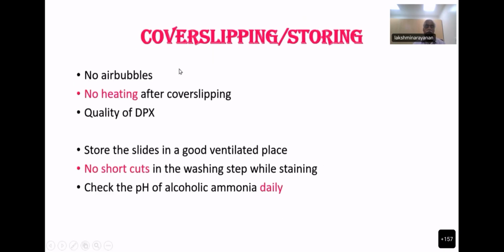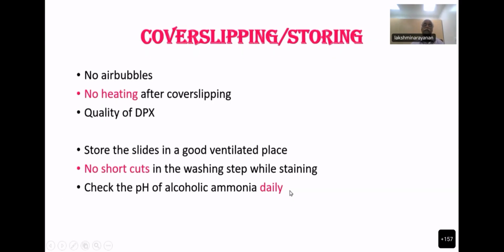Then cover slipping and storing: no air bubbles, and no heating in the oven after cover slipping. The quality of DPX also affects it sometimes, because if the xylene content is more, it means more evaporation and air bubbles can get introduced. Then store the slides in a well ventilated place. At least don't store them on the terrace. No shortcuts in the washing step while staining. In the staining step, if the washing is done for the minimum, that is also one of the major causes of fading of the nuclear stain and cytoplasmic stain as well.